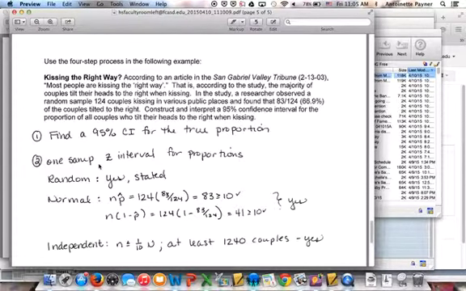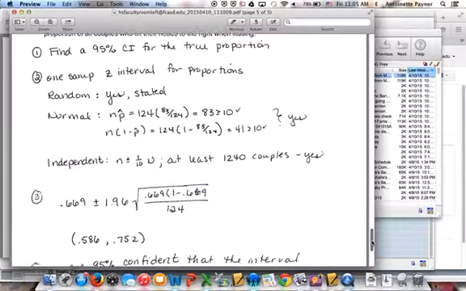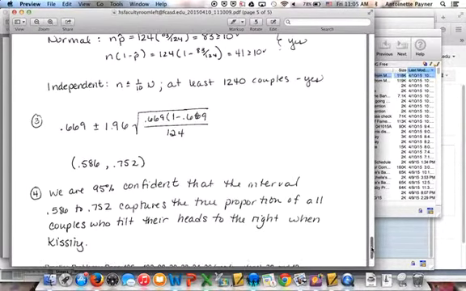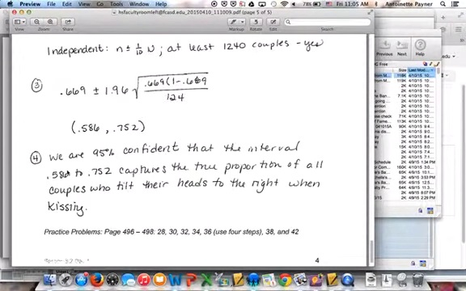So second step, I have a 1-sample z-interval for proportions. Is it random? Yes, it says it was a random sample. Normal, so I'm going to check that condition. Both of those are greater than 10, so yes. Is it independent? Yes, there's at least 1,240 couples. Alright, I'm going to plug everything into my formula. Remember, this piece is the margin of error. I'm doing 95%, so that 1.96 is that critical value. Found that back on page 2. You can write your interval like this, and so I'm 95% confident that the interval 0.586 to 0.752 captures the true proportion of all couples who tilt their heads to the right when kissing.